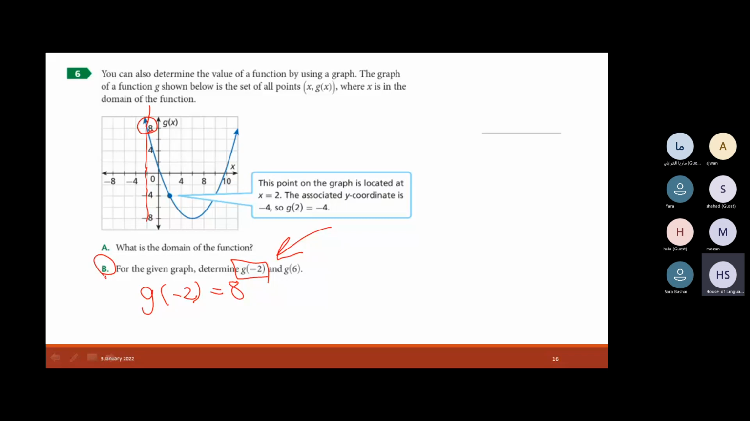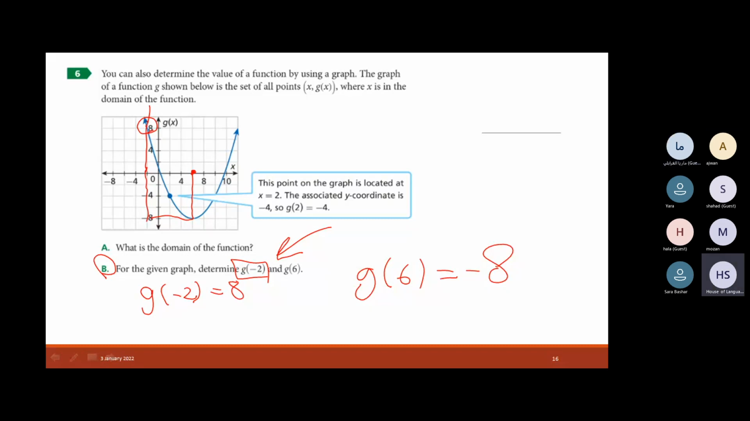Maria, g of 6. G of 6, it's up on the y-axis. Tell me. I want to get your answers. What is g of 6? It goes down to here and it's 8, so it's equal to 8. Teacher, maybe it's not correct. Can I have a question? G of 6.